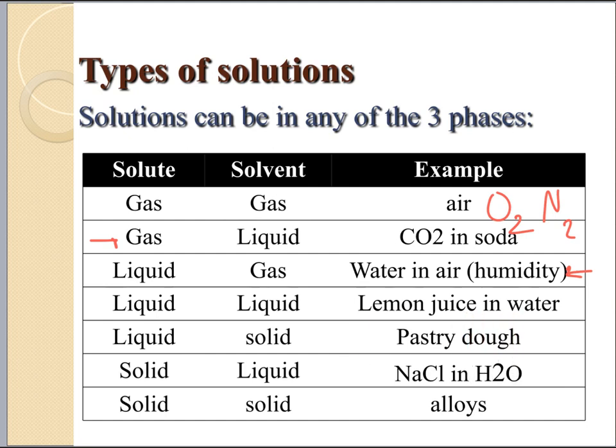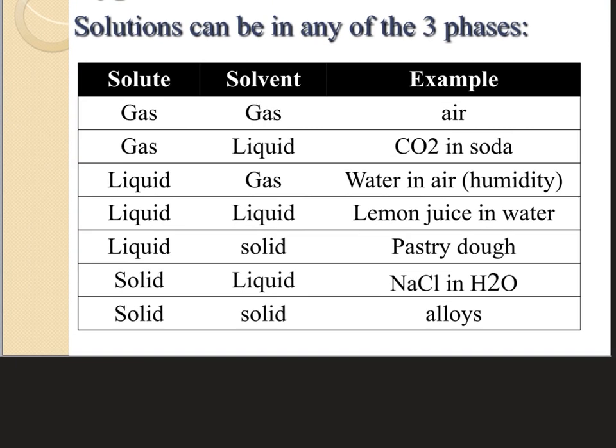Liquid to liquid, lemon juice and water, we've talked about that. Liquid and solid, pastry dough. So you've mixed water with a little bit of flour. Solid and liquid, that's going to be salt into H2O. And solid to solid, these are going to be alloys, right? A really popular one that you guys know a lot about is steel. Steel is a mixture of iron and carbon, maybe a couple other things depending on the impurities. One that we make using mercury, Hg, is used to make something called an amalgam. And this is a mixture of metals too.